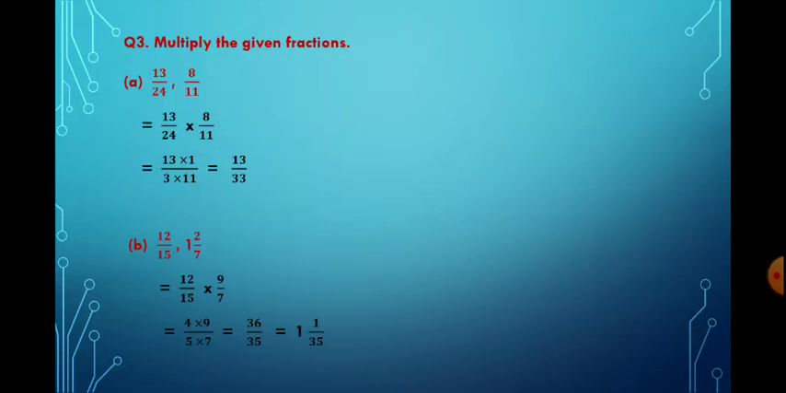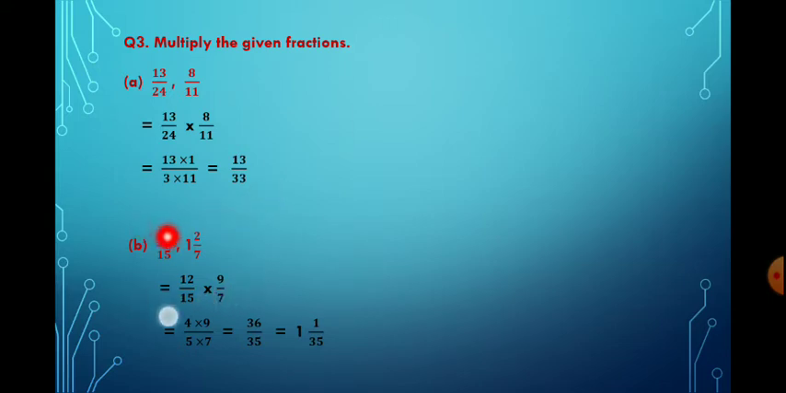Next, question number 3. Multiply the given fractions. 13/24 and 8/11. So 13/24 multiplied by 8/11. So we can cancel 8 ones are 8 and 8 threes are 24. Further cancellation is not possible, so we'll write it as 13 multiplied by 1 and 3 multiplied by 11. That is equal to 13/33.